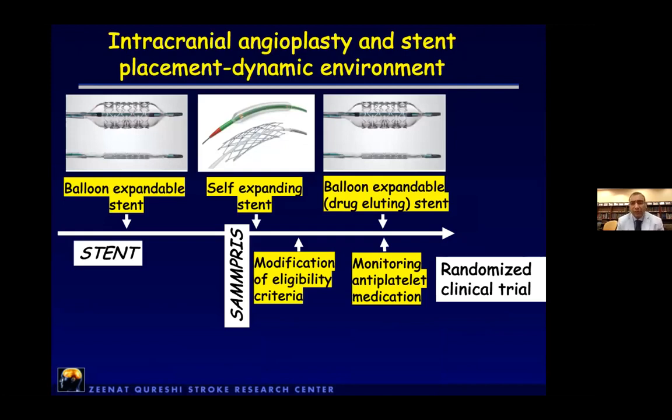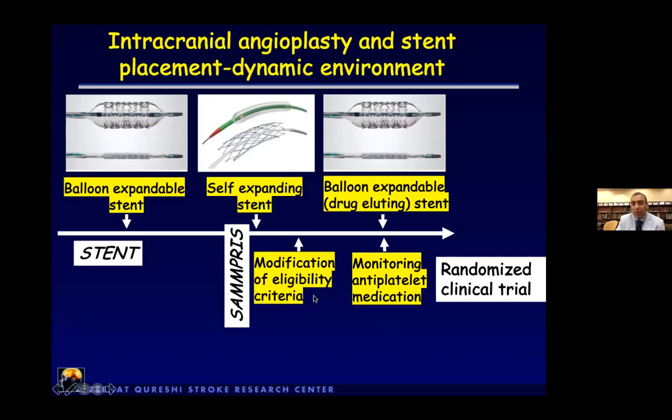So if you look at where we have started and where we've gone with intracranial stent placement, in the 90s, we started with balloon expandable stents. Then we actually switched to self-expanding stents. And then the Sampras trial was performed using self-expanding stents. And after the Sampras trial, now there is actually re-emphasis on self-expanding stents. So we're moving back to the next generation of self-expanding stents that are more trackable, easier to deploy, but they may also have drug-eluting properties.